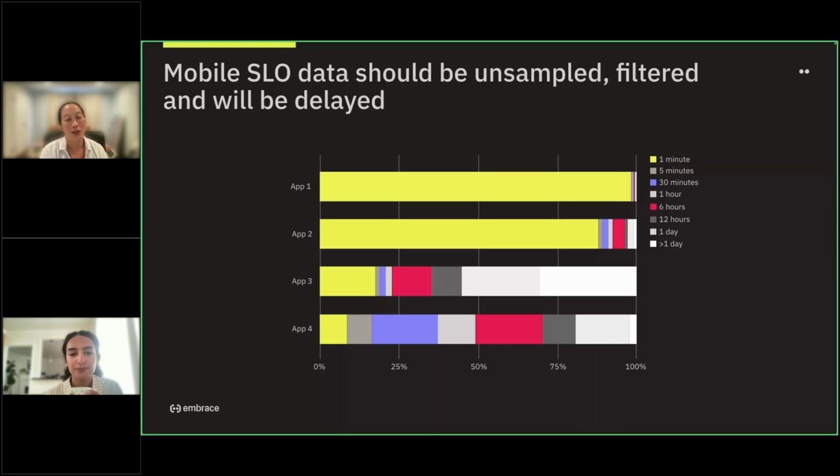Mobile SLO data should be unsampled, filtered, and it will be delayed. There's a lot that is packed into this slide. Telling observability teams not to sample feels very controversial because they're so used to sampling, and for very good reason. The data that they're measuring is relatively uniform and there are controlled environments. You can upgrade the systems when you need to. And so you sample because the incremental benefit of additional data points is quite low and it's cost effective.